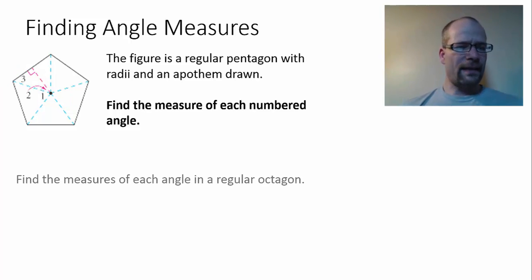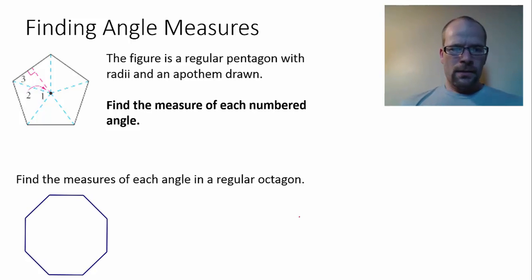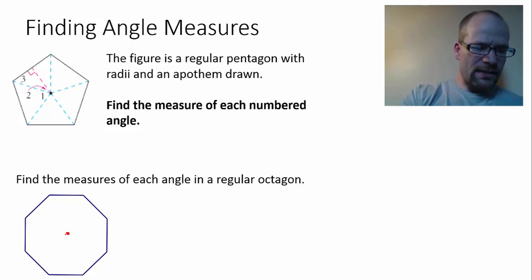Let's give it a try again. Let's find the measures of each angle in a regular octagon. Here is the regular octagon. The first thing we need to do is draw in the center, and then draw in 2 consecutive radii. Finally, let's draw in a third radius, just so we can find the measure of angle 1. We'll draw in an apothem, and find the measure of angle 2, and then the measure of angle 3.